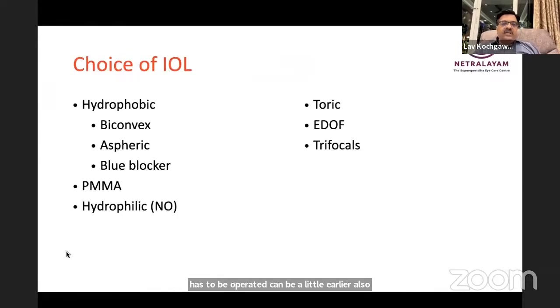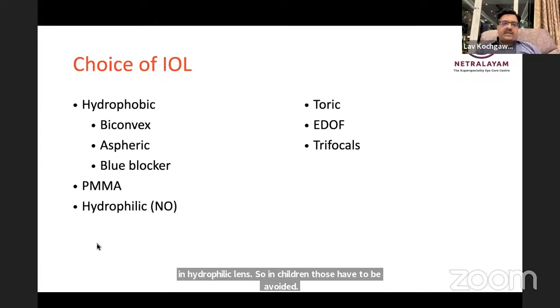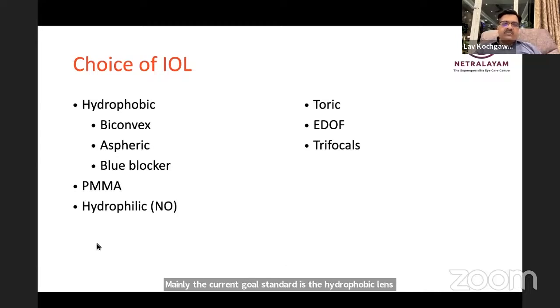Choice of IOL, definitely not hydrophilic, because long term there are chances of calcium deposits in hydrophilic lenses. So in children, those have to be avoided. Mainly the current gold standard is the hydrophobic lens, and that can be either a biconvex or aspheric. But most commonly what is used is a biconvex lens, toric in older children, because then the change in refractive error is lesser. EDOFs and trifocals again are a matter of discussion. There is still no consensus regarding these IOLs in children.